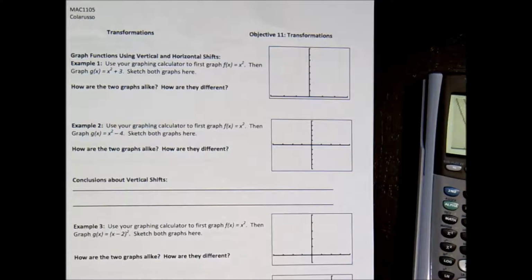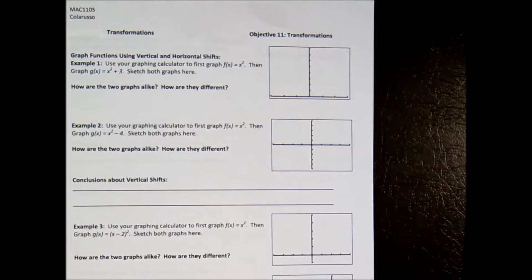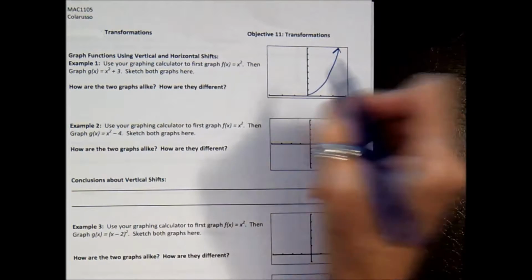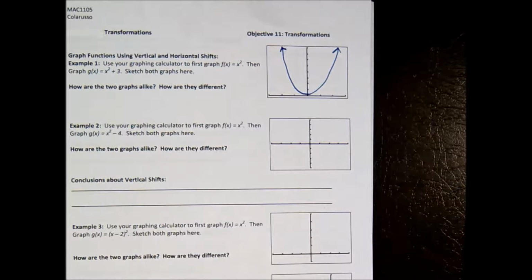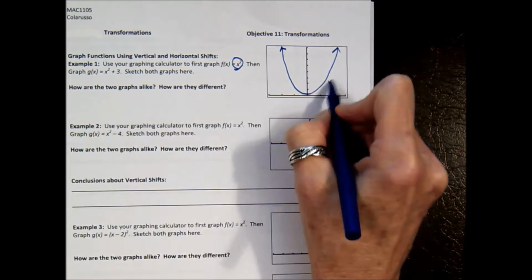So using two colors here, I'm going to do the first graph. It looked something like this. I'm just sketching mine. I'm not actually checking to see if the points are correct. I'm just getting a general idea. And that was f of x equals x squared.